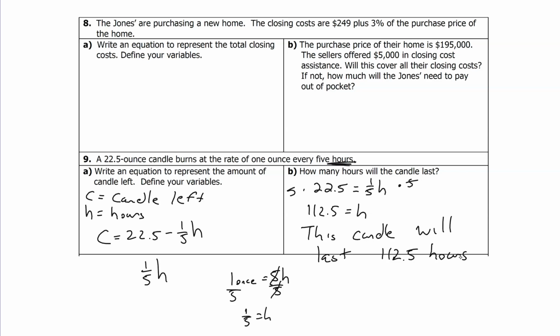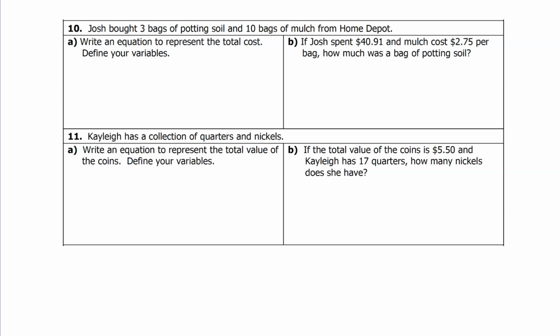All right, number 11. Kaylee has a collection of quarters and nickels. Write an equation to represent the total value of the coins. Define your variables. Well, we're talking about quarters and nickels. So what could possibly be quarters? How about Q? That's going to be our quarters. We can have N, which equals nickels, and T will be our total value.